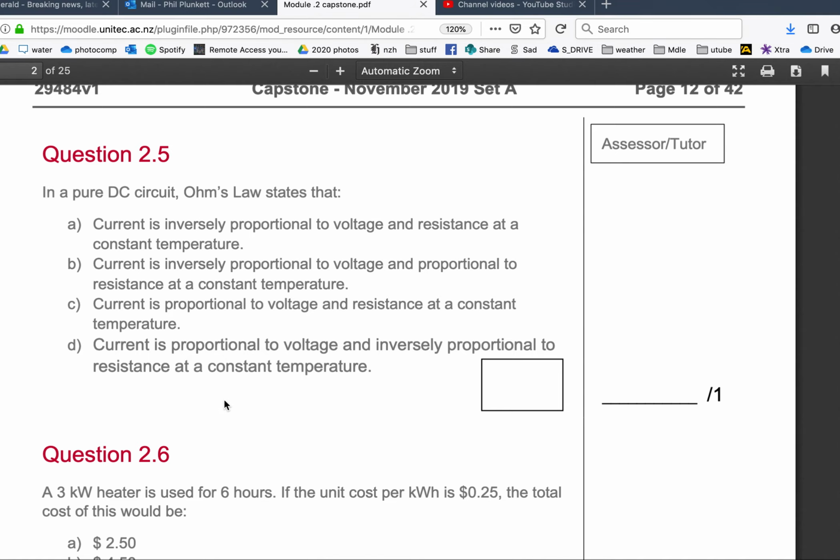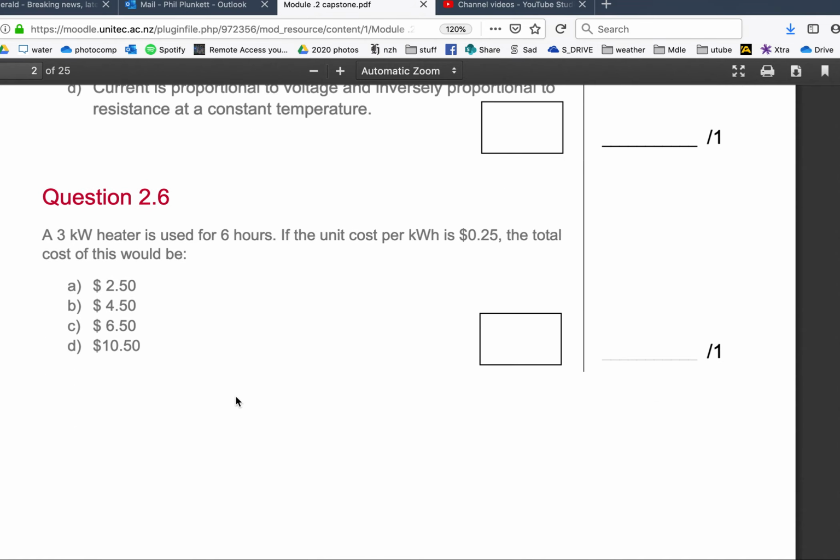3 kilowatt heater is used for 6 hours. 3 kilowatts times 6 hours equals 18 kilowatt hours. 25 cents for each kilowatt hour, which is $0.25. 18 of them times 25 will give you $4.50.